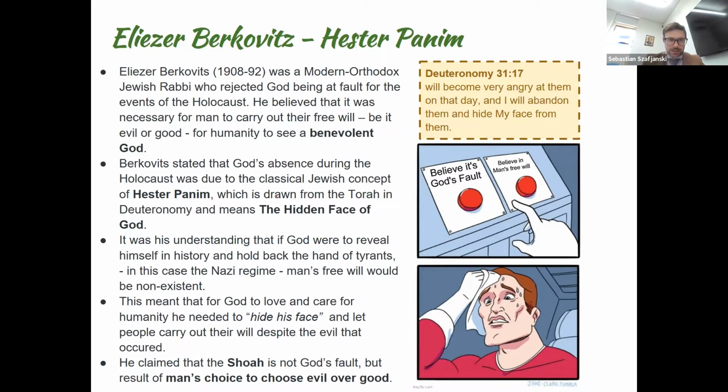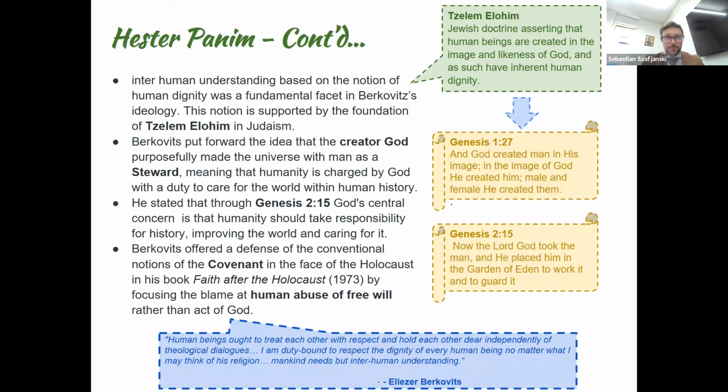And as you can see in that second last point, this meant that for God to love and care for humanity, he needed to hide his face and let people carry out their will despite that massive evil that occurred. He claimed that the Shoah is not God's fault, but the result of man's choice to choose evil over good. And that could be your big claim as you start moving into your response. And we'll have a look at that when we look at sample responses.